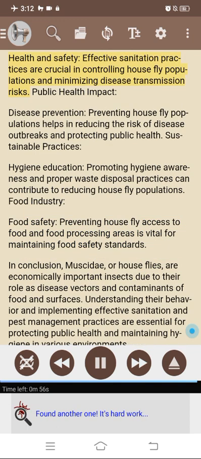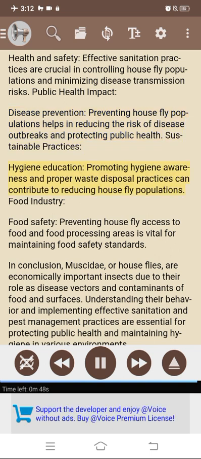Sanitation and hygiene. Health and safety. Effective sanitation practices are crucial in controlling housefly populations and minimizing disease transmission risks. Public health impact. Disease prevention. Preventing housefly populations helps in reducing the risk of disease outbreaks and protecting public health. Sustainable practices. Hygiene education. Promoting hygiene awareness and proper waste disposal practices can contribute to reducing housefly populations. Food industry. Food safety. Preventing housefly access to food and food processing areas is vital for maintaining food safety standards.